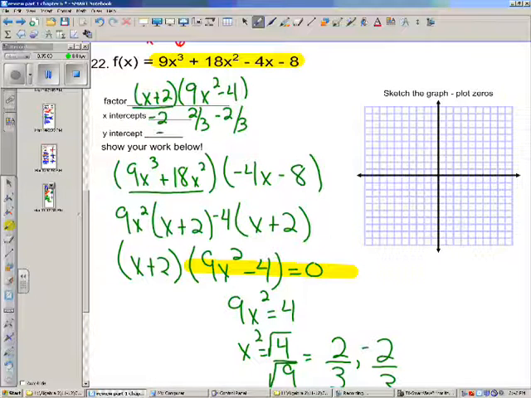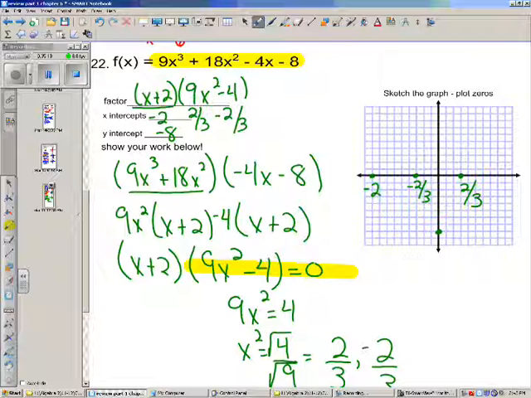And then my y-intercept is negative 8. So negative 8 I can actually put on here with accuracy. The negative 2/3 I can't, so I'm just going to put negative 2/3 here. And I'm just going to put negative 2 way down here. And then I'll just put the 2/3 here.